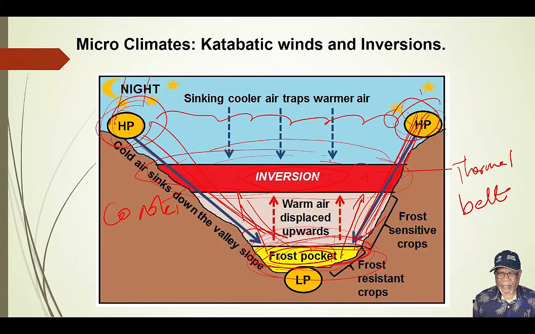And then we said again, when the warm air is in contact with the cold surface, what is going to happen in the valley is that there is going to be condensation. And then once condensation takes place, we are going to have what we call radiation fog in the early hours of the morning in the valley.